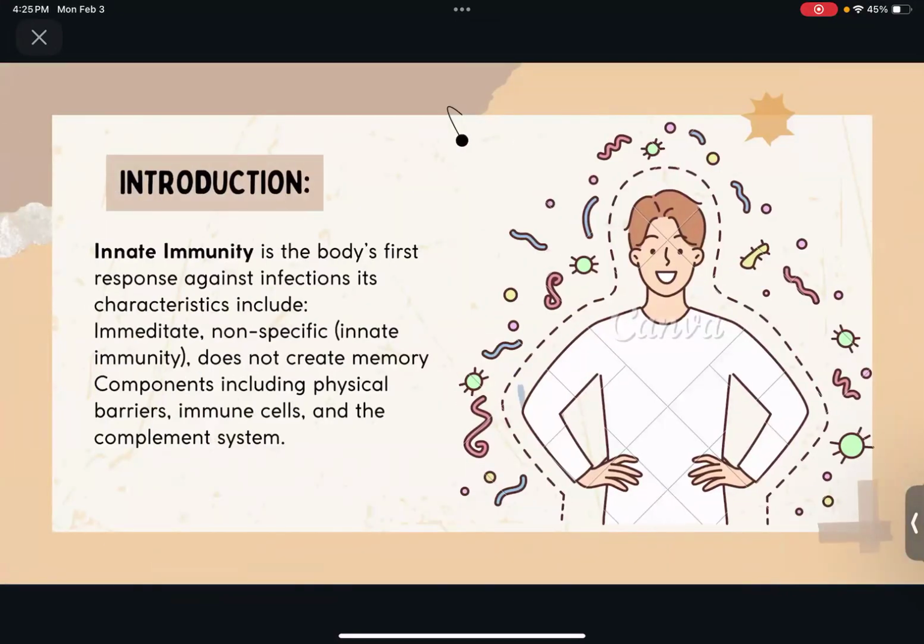Introduction. Innate immunity is the body's first response against infections. Its characteristics include being immediate and nonspecific, and it does not create memory. Components include physical barriers, immune cells, and the complement system.